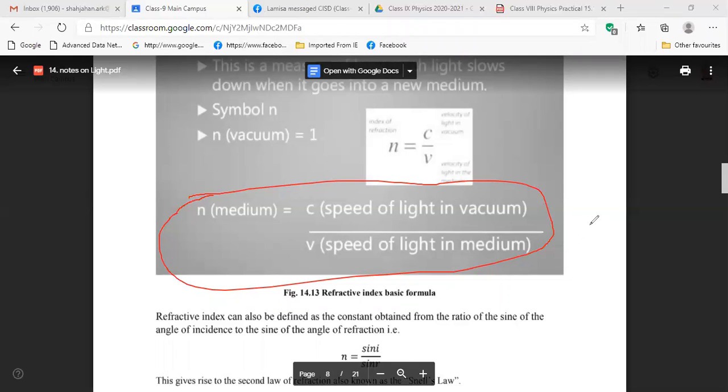Sir, I have a question. If the question comes like this, what is the ratio from a medium to medium? Then we'll write one. Yeah, there might be questions like that. In air and vacuum, the ratio is only 1. So if you are done with this formula, I will go to the next step. Tell me please, if you are done.